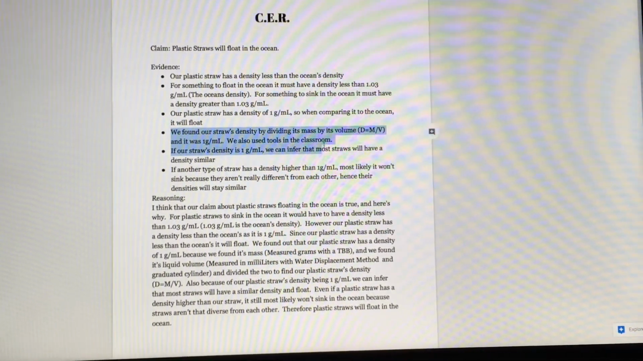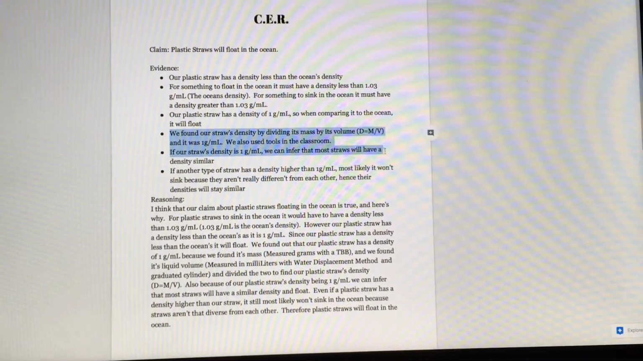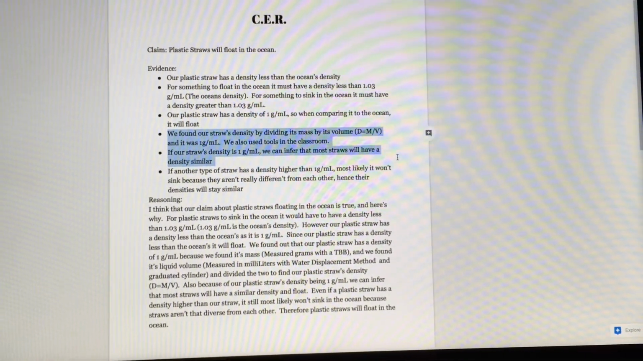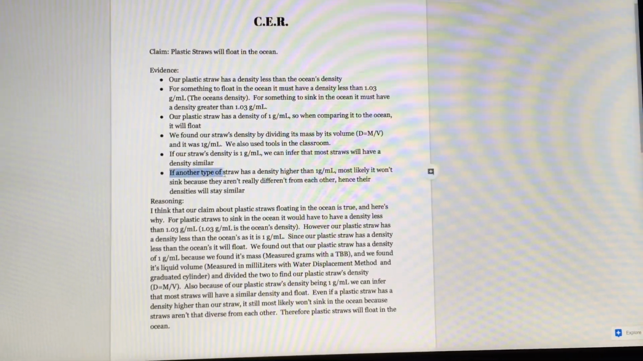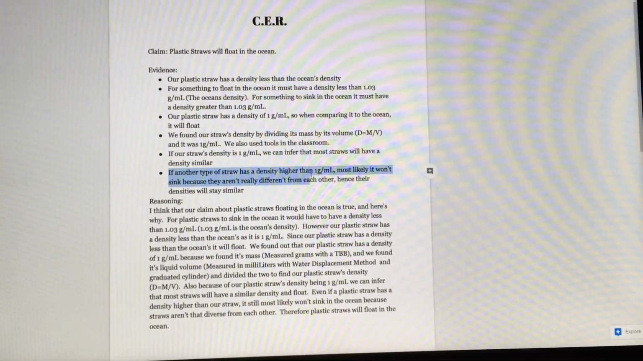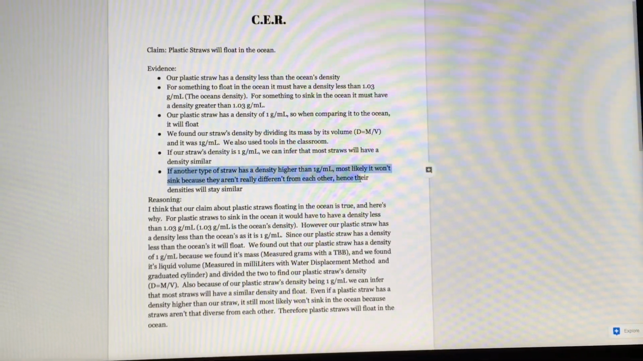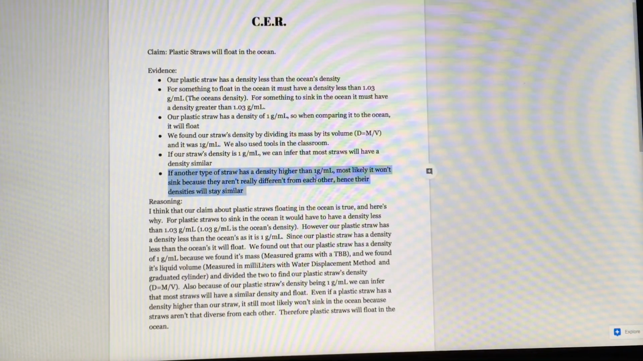We also used tools in the classroom. If our straw's density is 1 gram per milliliter, we can infer that most straws will have a similar density. If another type of straw has a density higher than 1 gram per milliliter, it most likely won't sink because straws aren't really different from each other.